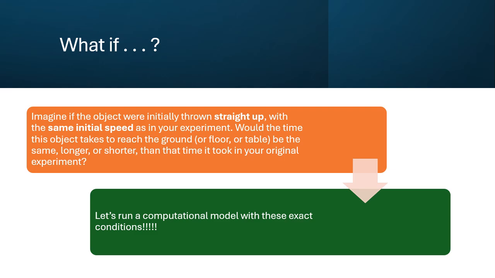Now, we're given this what-if scenario. Imagine if the object were initially thrown straight up, with the same initial speed as our experiment. Would the time the object take to reach the ground be the same, longer, or shorter than it took in our original experiment? I decided, let's run a computational model with these exact conditions.